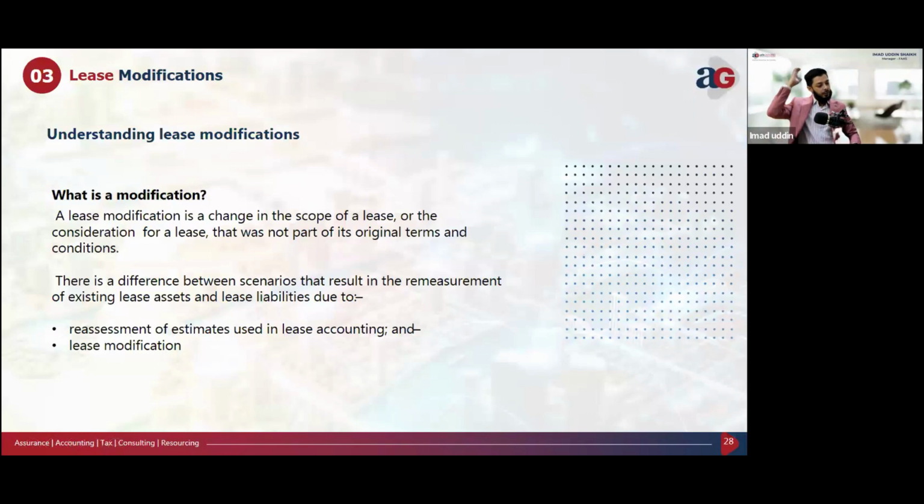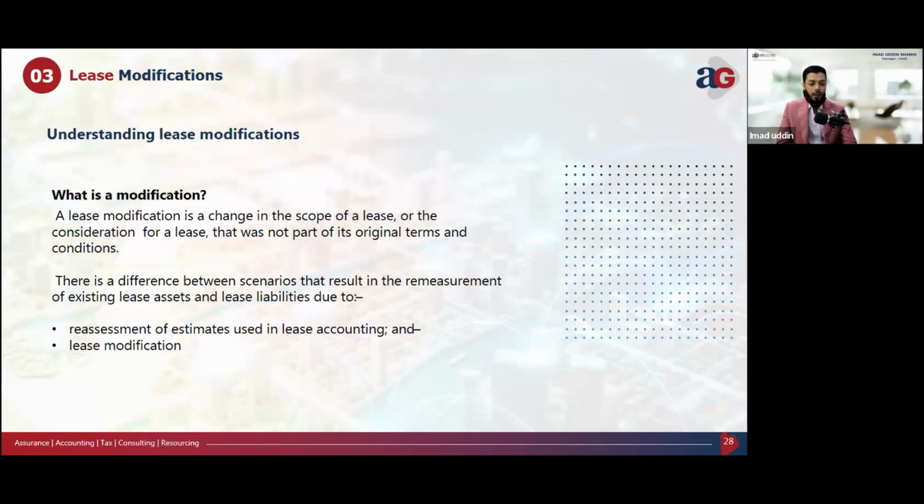All right. So, understanding lease modification. A lease modification is a change in the scope of a lease or the consideration for a lease that was not part of its original terms and conditions, right? Which means if the original terms and conditions of the contract have been changed, that is a modification. Anything else is a reassessment. And again, reassessment is a change in estimate, remember.